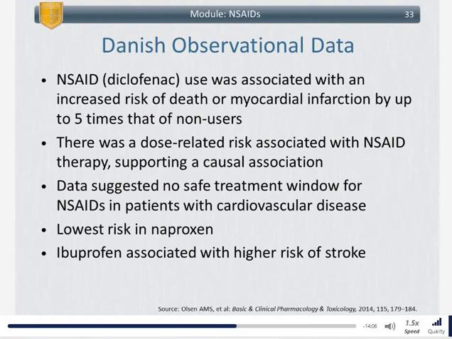There's a large Danish observational study which showed that when you take a look at NSAIDs in general, but actually they were looking specifically at diclofenac, there was an increased risk of death or myocardial infarction up to 5 times greater than those who do not take NSAIDs. The risk was dose-related. Again, that dose relationship is at least strongly suggestive that there's a causal association. There's no safe treatment window for NSAIDs in patients who already have cardiovascular disease. Of all the NSAIDs, the one with the least cardiovascular risk seems to be naproxen. Ibuprofen has a higher risk of stroke associated with it.